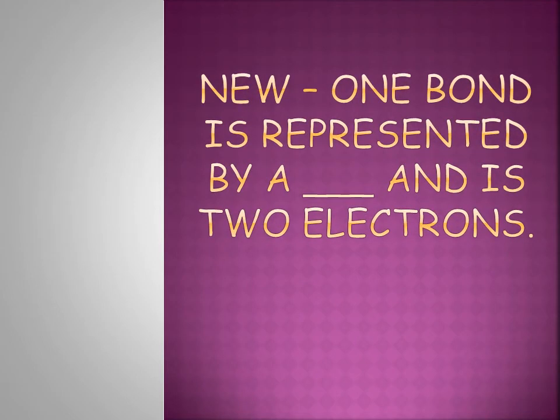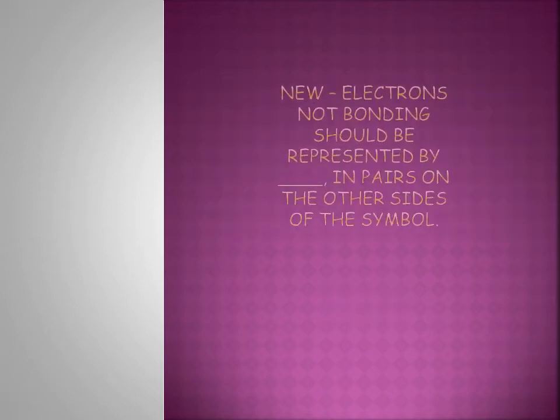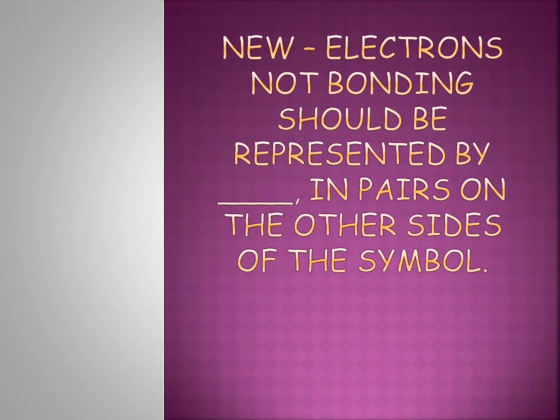Okay, so here is when we're going to actually learn how to draw these structures, and it can be kind of difficult, so let's just take it one step at a time. So a bond is going to be represented by a line, and a bond is going to be 2 electrons. Electrons that are not bonding, they're going to be represented by dots, so that's nothing new. And they're going to be on pairs on the other sides of the symbol. So that's kind of like what we've seen before.